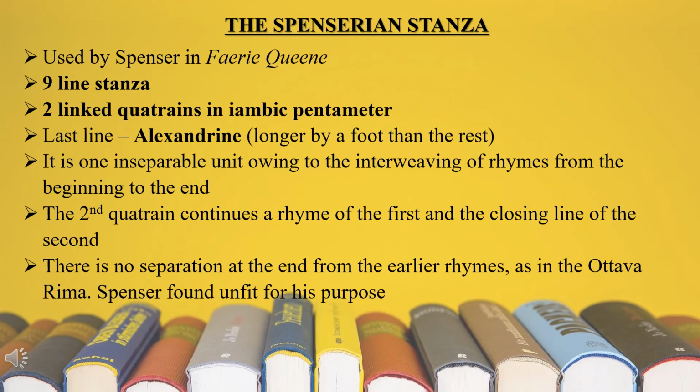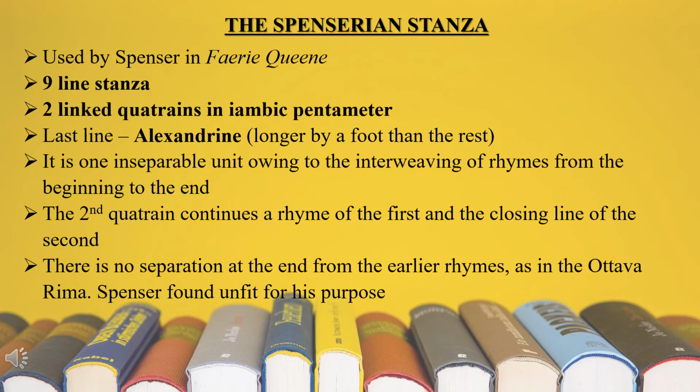The last stanza form which we are going to see is the Spenserian stanza. As the name indicates, this was used by Spenser in Faerie Queene. It consists of 9 lines, 2 linked quatrains in iambic pentameter. Quatrains consist of 4 lines. Okay, so that there is a last line. That last line is known as Alexandrian. It is longer by a foot than the rest of the stanza.